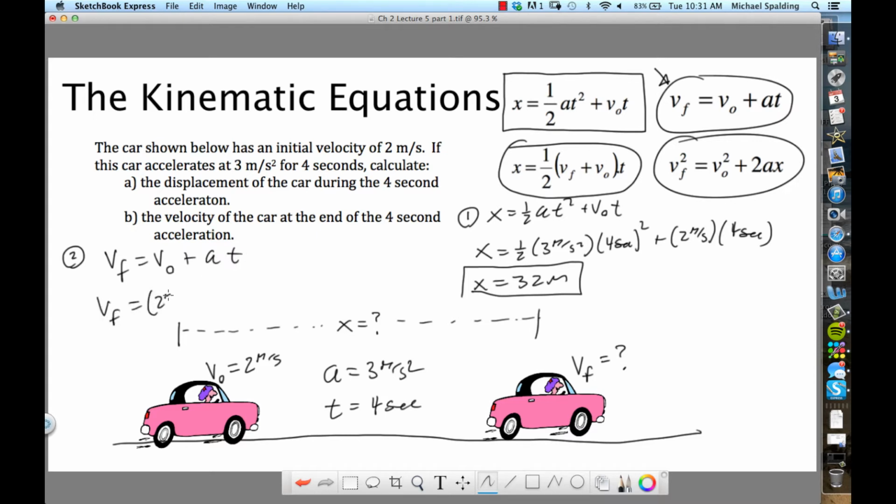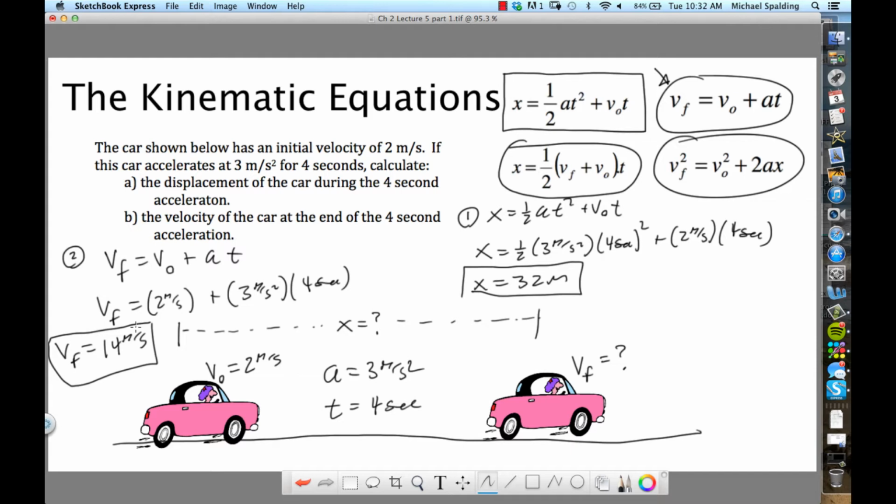So v initial was 2. The acceleration is 3. The time is 4. So real easy. I just want you guys to feel really comfortable with how these equations work. So v final comes out as 14 meters per second. So any questions about the motion equations at all?